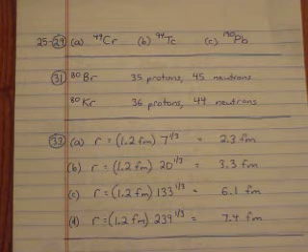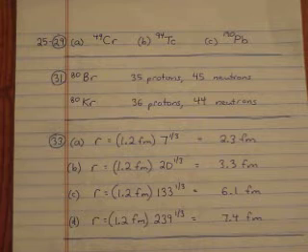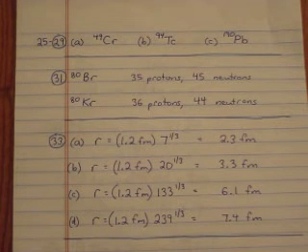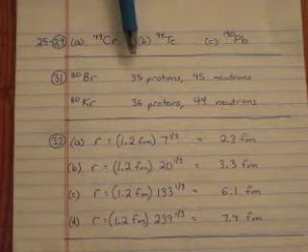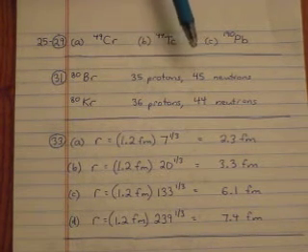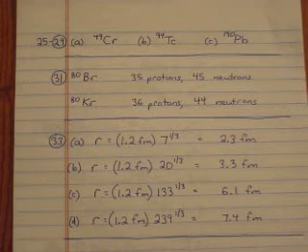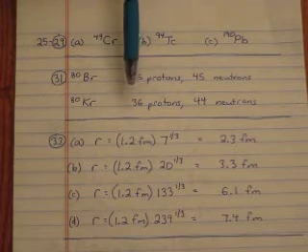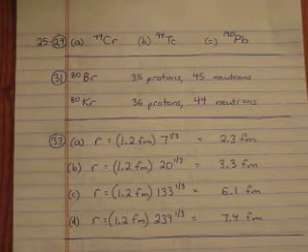Number 31, find the number of protons and neutrons in bromine 80. So bromine, you look it up and you find that it has 35 protons, so 80 minus 35 will give the number of neutrons, 45 neutrons. For the second one, 36 protons is krypton, so you take 80 minus the 36 protons and you get 44 neutrons.